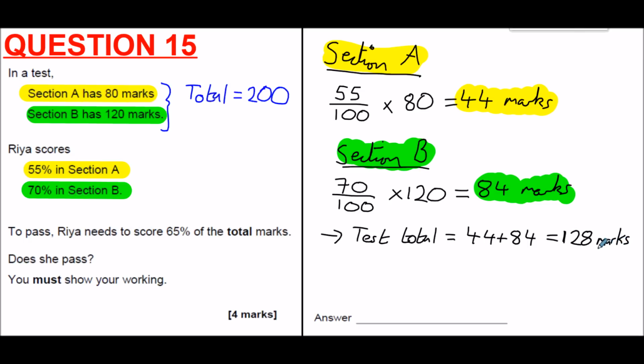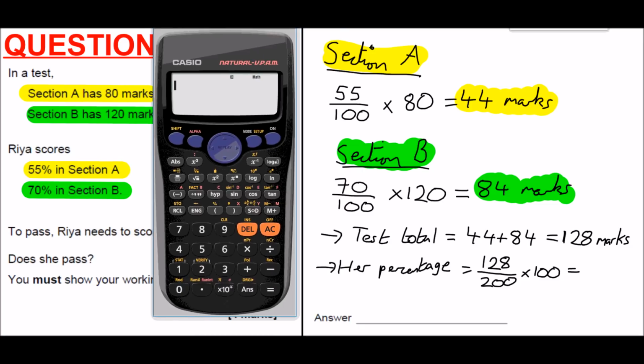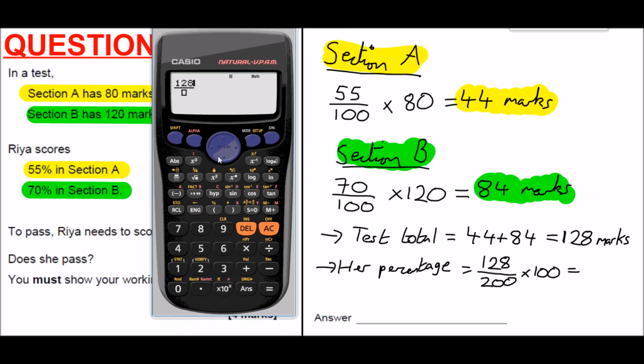From here, there's two ways of proving the answer. The answer's going to be either a yes, she does pass, or no, she doesn't. So one way we can proceed now is thinking, what percentage does she get? We can work out her percentage as one method by taking what she got as a fraction. She scored 128 out of a total of 200. And to change from a fraction to a percentage, we multiply by 100. And so that can calculate for us what percentage score she got. So 128 out of 200 multiplied by 100, and that tells us that she scored 64%.